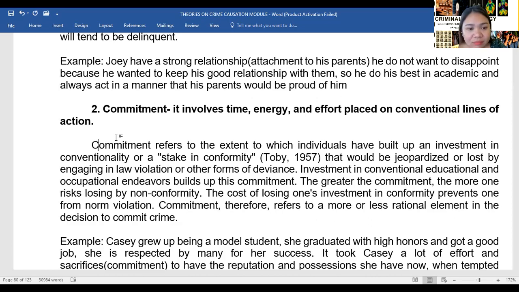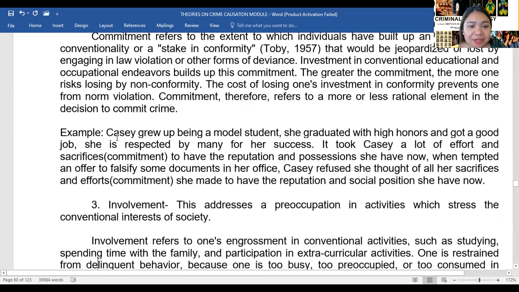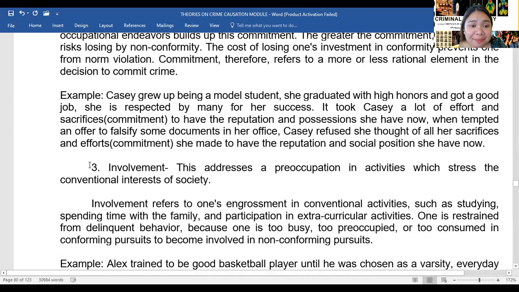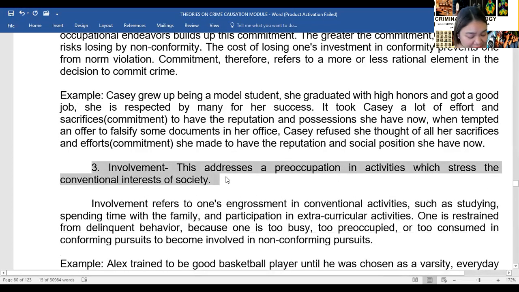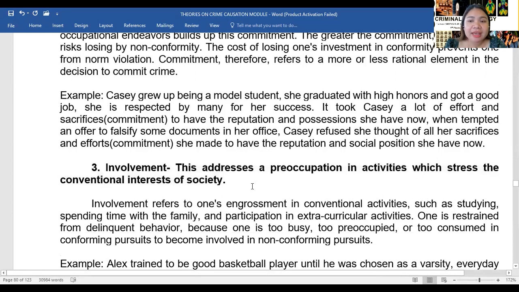Next, number 3. Class, you have your examples in the soft copies. I'll send them, and you can read them. The number 3 is involvement, the letter I in BCA. This addresses a preoccupation in activities which stress the conventional interest of society. Involvement.